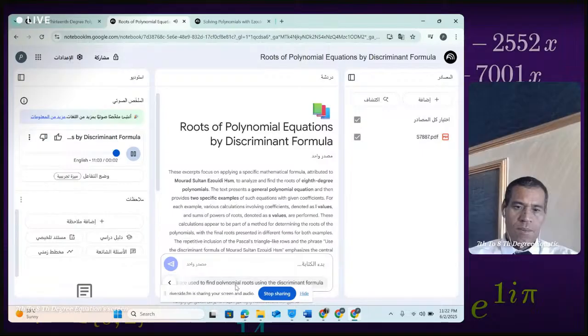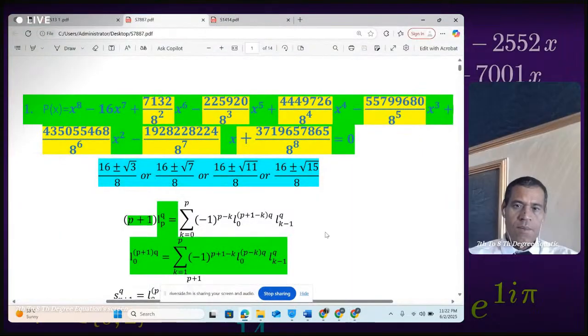Imagine staring at a math problem that looks like, well, pure chaos. A polynomial equation with an x to the power of 8, filled with these really complex, messy coefficients. It feels impossible to solve, right? Intimidating is probably an understatement.